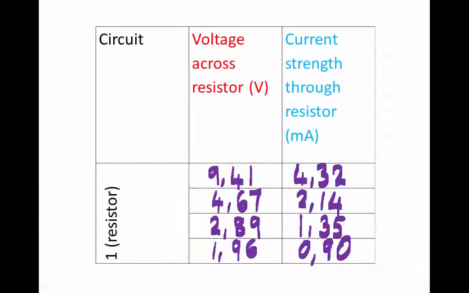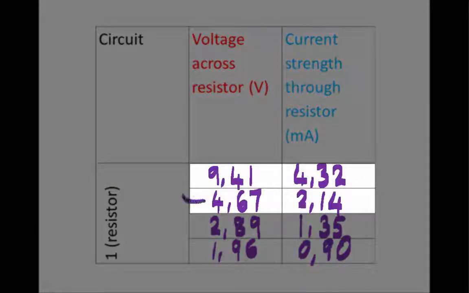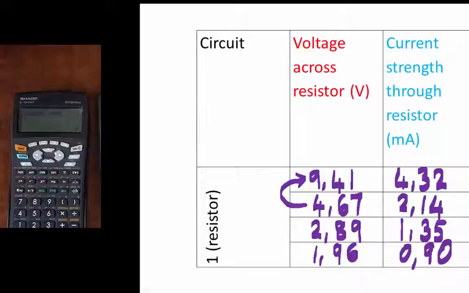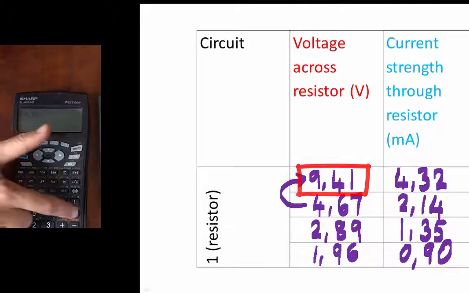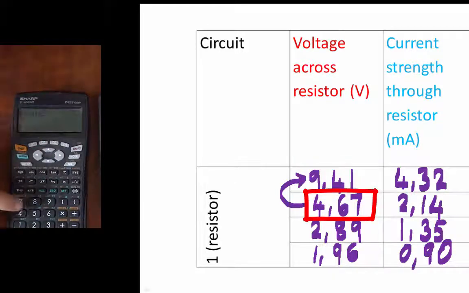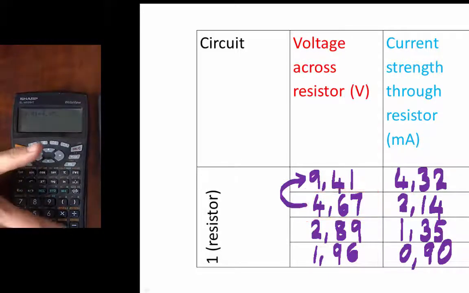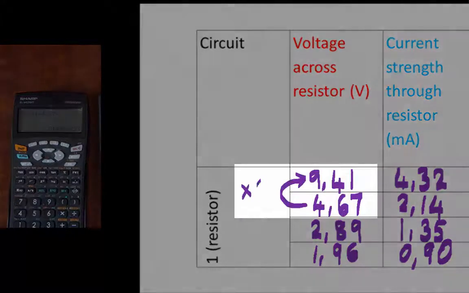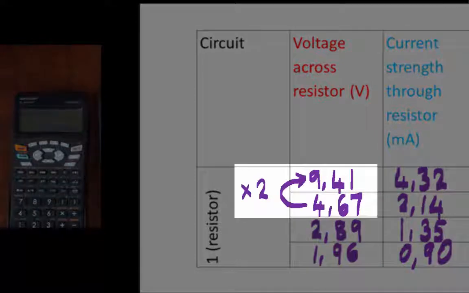So let's check. Let's compare the second reading and the first. What must you do to the second voltage reading to get the first voltage reading? How do we find that out? We'll simply type in the first voltage, 9.41, divided by the second one, 4.67, and we get 2.01, roughly 2. So we've roughly doubled the potential difference from the second to the first.